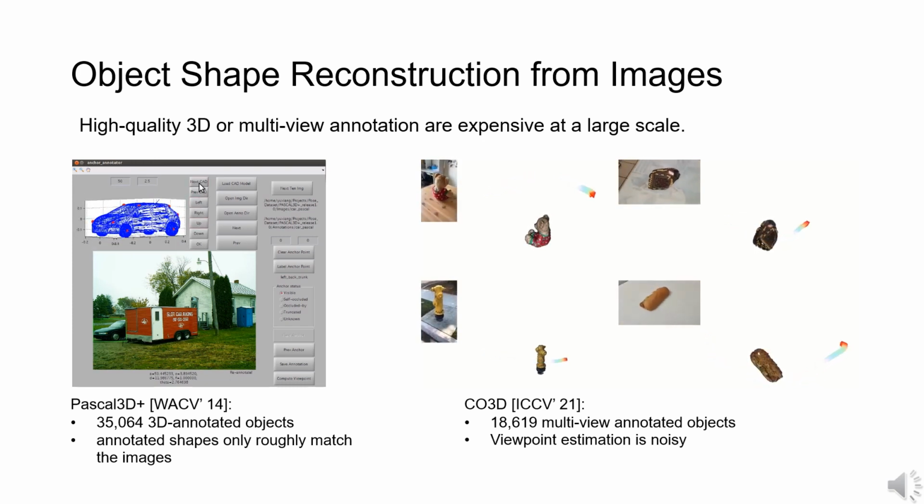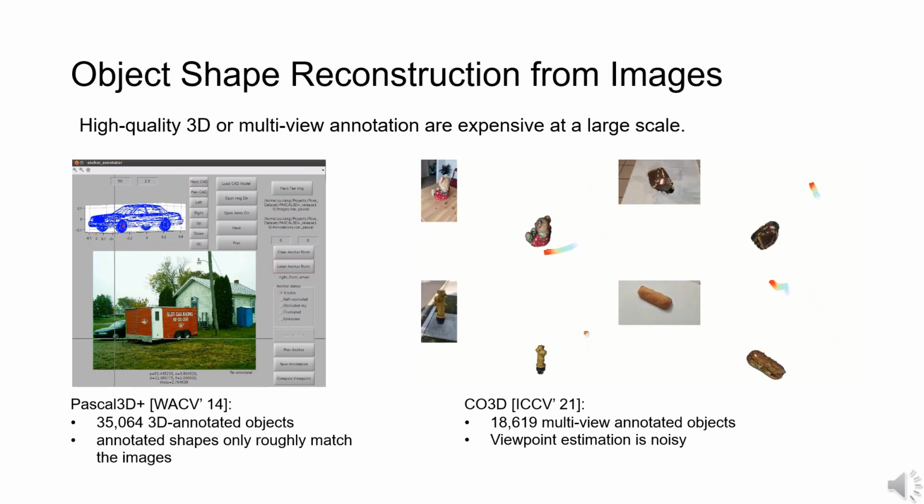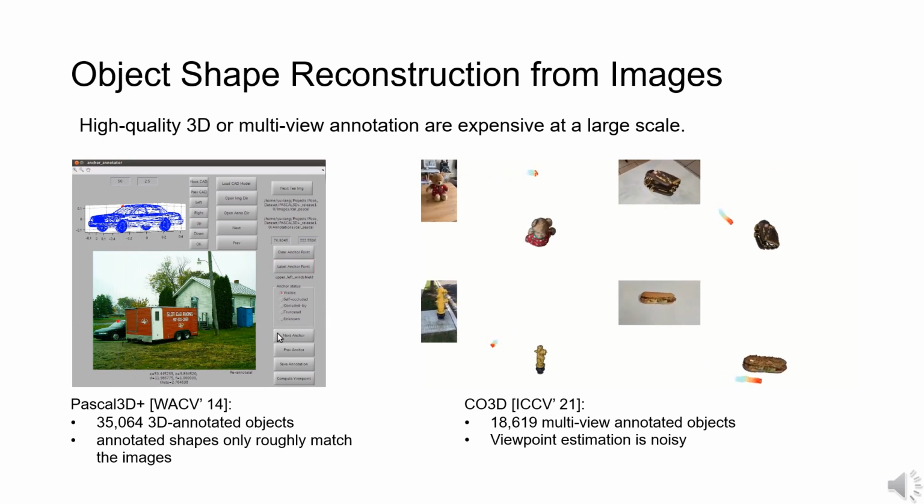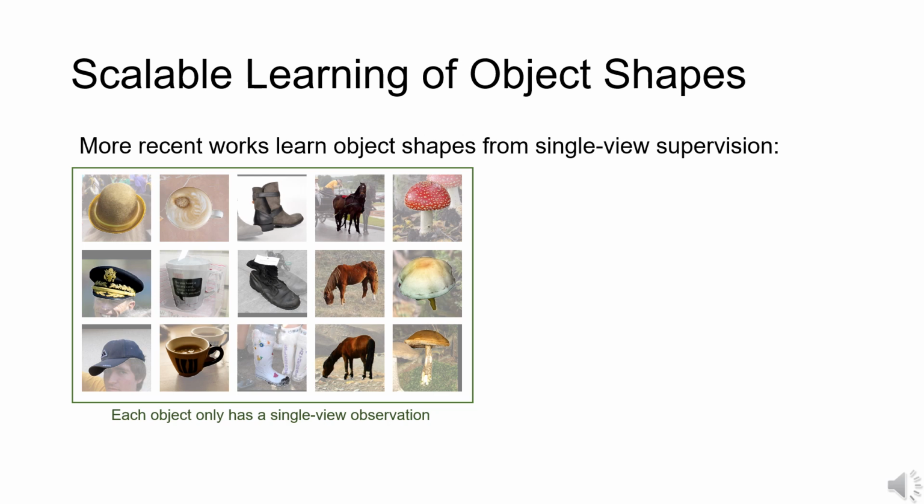Prior works achieved good reconstruction quality by assuming 3D or multi-view annotation, but such annotation is still expensive to obtain at a large scale for real-world images. Existing 3D and multi-view datasets also tend to be noisy. To make shape learning more scalable, recent work proposed to use single-view supervision, where the shapes are learned from a set of single-view images.